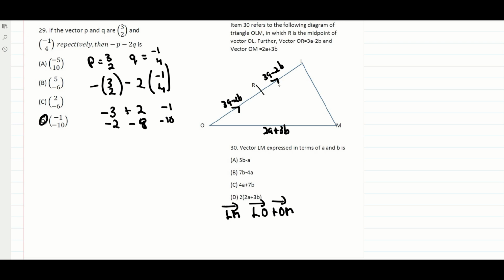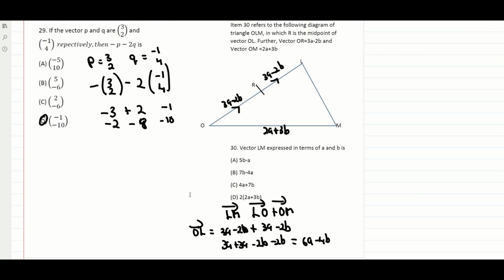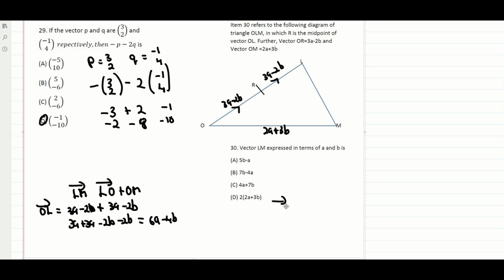Right? The most important thing is we need to find out, well, we know that OL would be 3A minus 2B plus 3A minus 2B, right? So you group like terms, that's 3A plus 3A, minus 2B minus 2B, which is equal to 6A minus 4B, right? So that is OL, but is it OL we want? No, it is LO we want. Alright, let me just shift all the things here so I'll have space for the working.